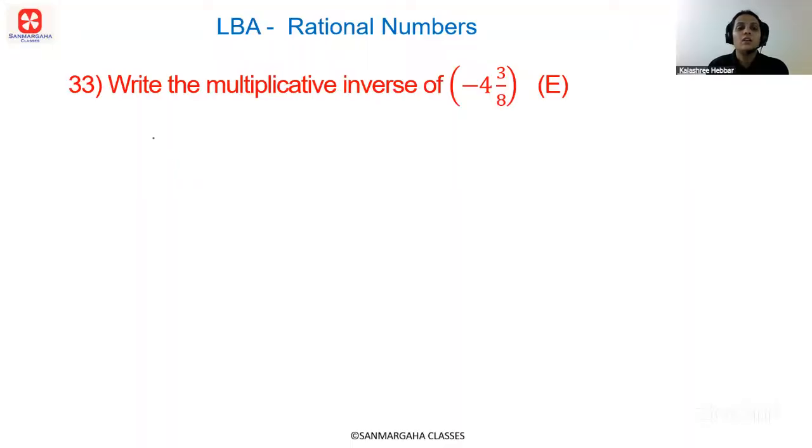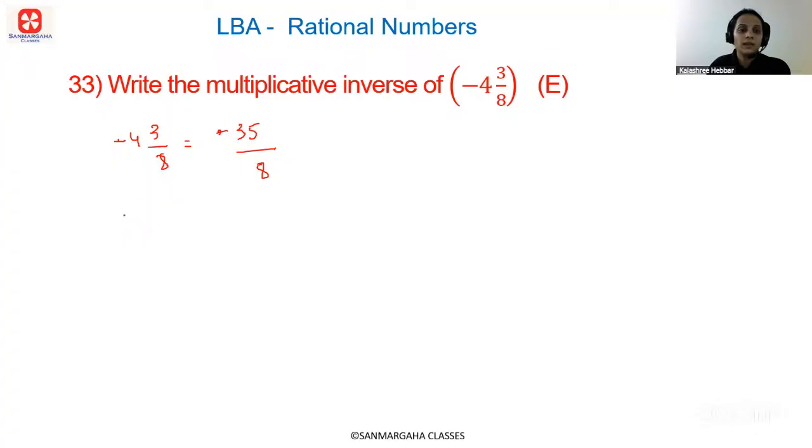Welcome to Sanmargaha classes LBA Rational Numbers question number 33. Write the multiplicative inverse of minus 4 3 by 8. Minus 4 3 by 8, that is minus 35 divided by 8. Okay, so now multiplicative inverse.